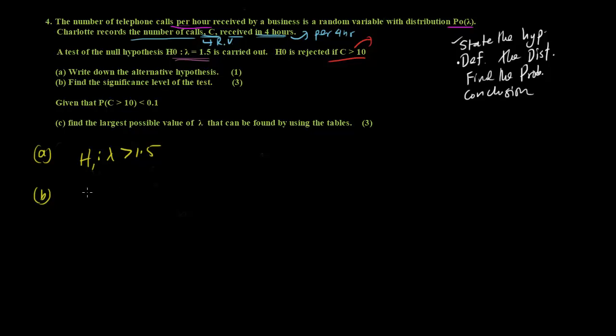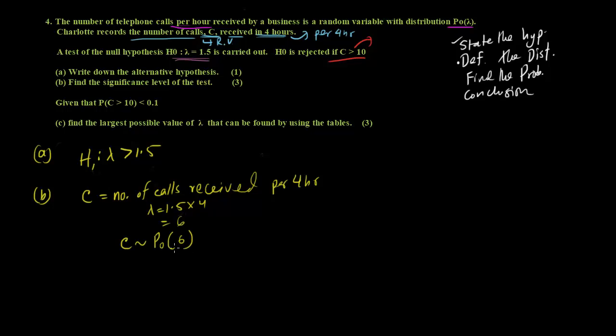First we have to define. So C is our random variable, and it is number of calls received. Now per 4 hour, that is what it is. The alternate hypothesis and the null hypothesis is always given with the original value of the parameter, but the step 2 is to define the distribution with the value we are going to work on. So that makes lambda 1.5 for 1 hour, so into 4 it becomes 6. So distribution is Poisson distribution 6.